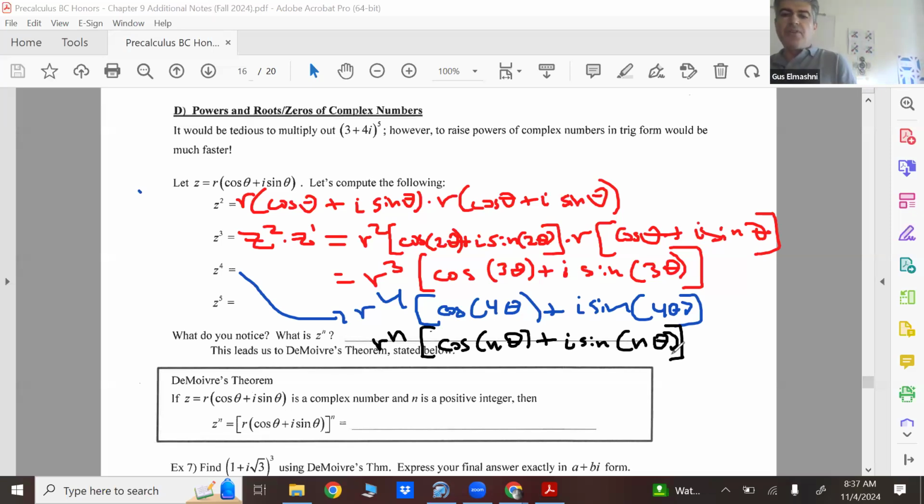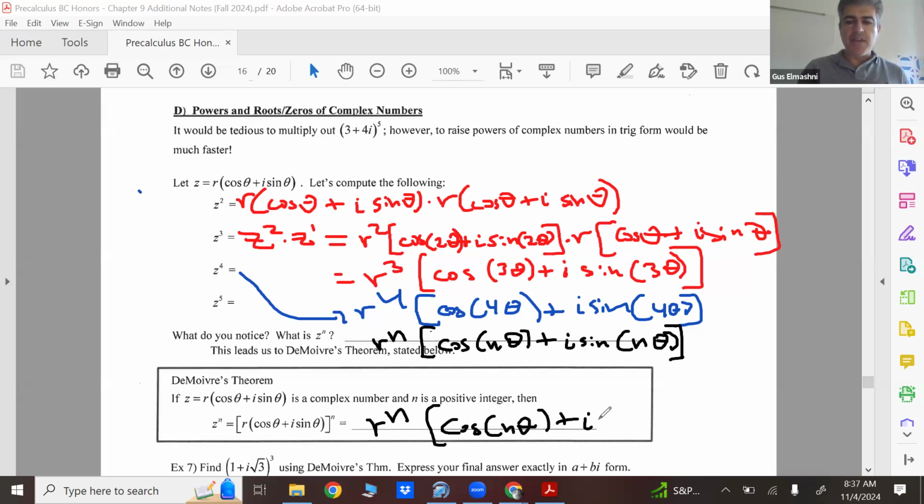So this is called De Moivre's theorem. I'm guessing it's a French mathematician. My French is not very good, but I think I pronounced it right. De Moivre's theorem states that if z equals that, and you raise it to a power, then you're just going to get this: r to the n, bracket cosine n theta plus i sine n theta. I know I'm repeating myself. I'm going to give you this formula, don't worry.